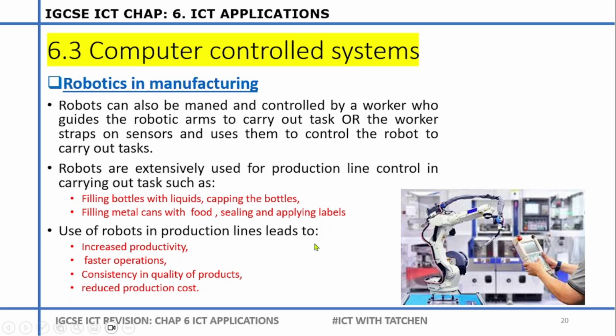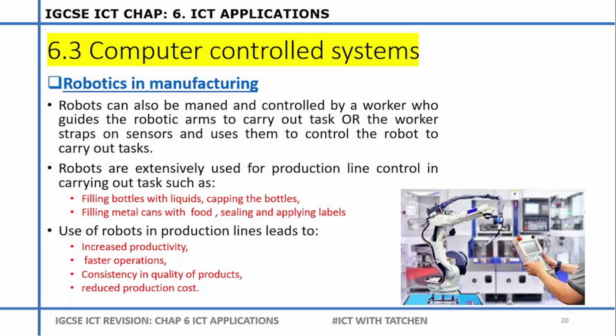So these are really good advancements in technology. Robots are extensively used for production line control and carry out tasks such as filling bottles. So we have maybe where they produce drinks or water or whatever, filling of bottles with liquid, capping the bottles, all of those things that are done with the help of robots. And filling metal cans with food, sealing and applying labels. That's also done with robots.